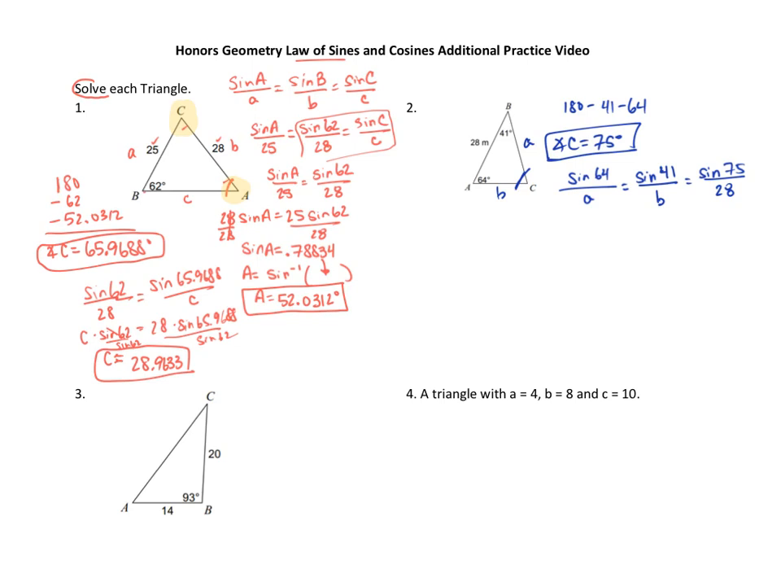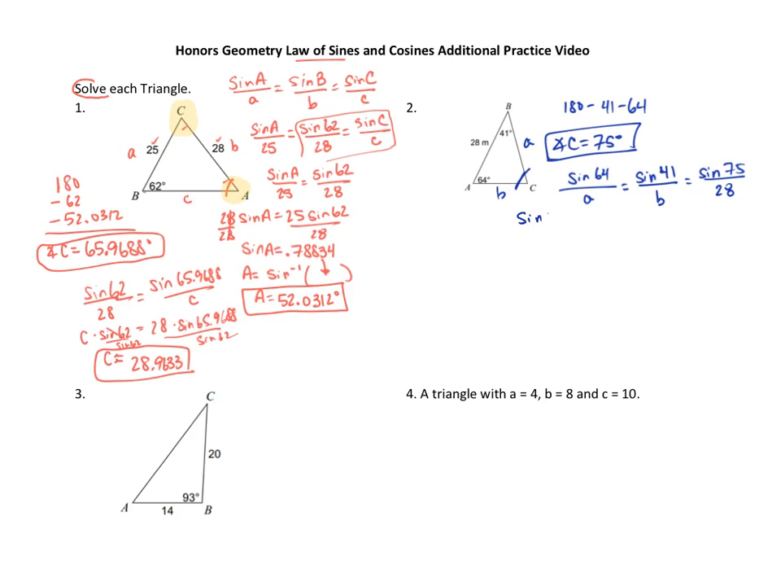So again, we take a look at this. Can I use these first two? No, I've got two variables there. Can I use the first and the third? Yes, I can, and that would solve for A. Can I use the second and the third? Yes, I can. That would solve for B. So let's go ahead and start by using the first and the third.